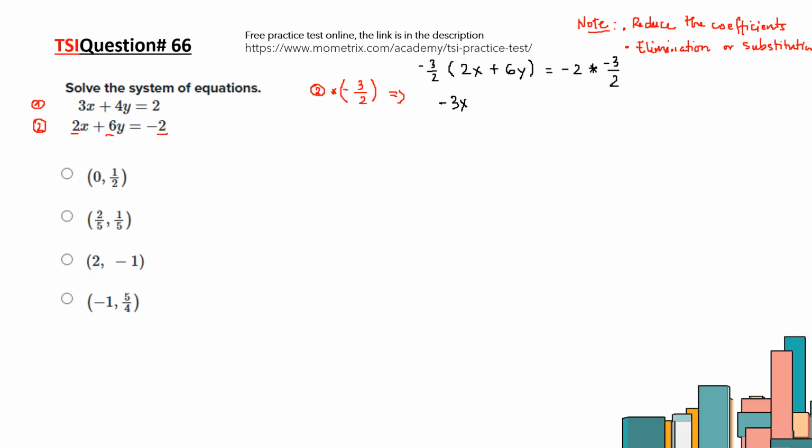Now negative 3 over 2 times positive 6y: negative times positive is negative. 6 divided by 2 is 3, then 3 times 3 is 9, so we have negative 9y. We're done with the left hand side. Now set it equal to negative 2 times negative 3 over 2: negative times negative makes positive, the 2 cancels, so we have 3 left.